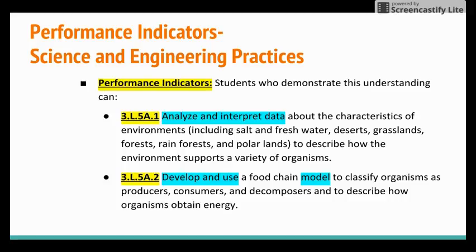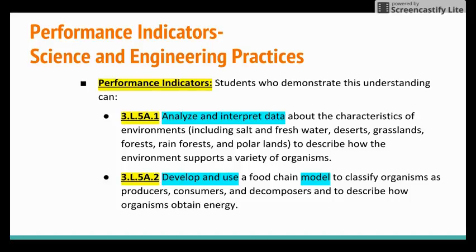And we look at that next one as another example. And I chose these because these are 2 of the most common examples of science and engineering practices in the elementary South Carolina science standards. Develop and use models. This tells you that students are going to develop models of food chains and then use those models to classify organisms as producers, consumers, and decomposers, and describe how organisms obtain energy, pretty much who eats what and gets energy.